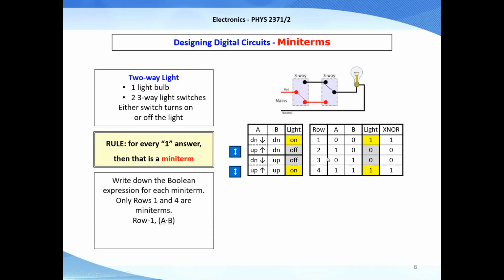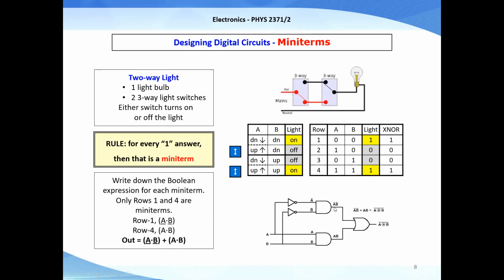You can write down the Boolean expression for each. 2 zeros, that's A bar, B bar. And if you have both of them on, you have A and B. A times B is a 1. So then the whole equation is A bar B bar plus A times B. And the plus is an OR, and the multiplication is an AND. And here's an XNOR chip. Basically, it will do what this does.